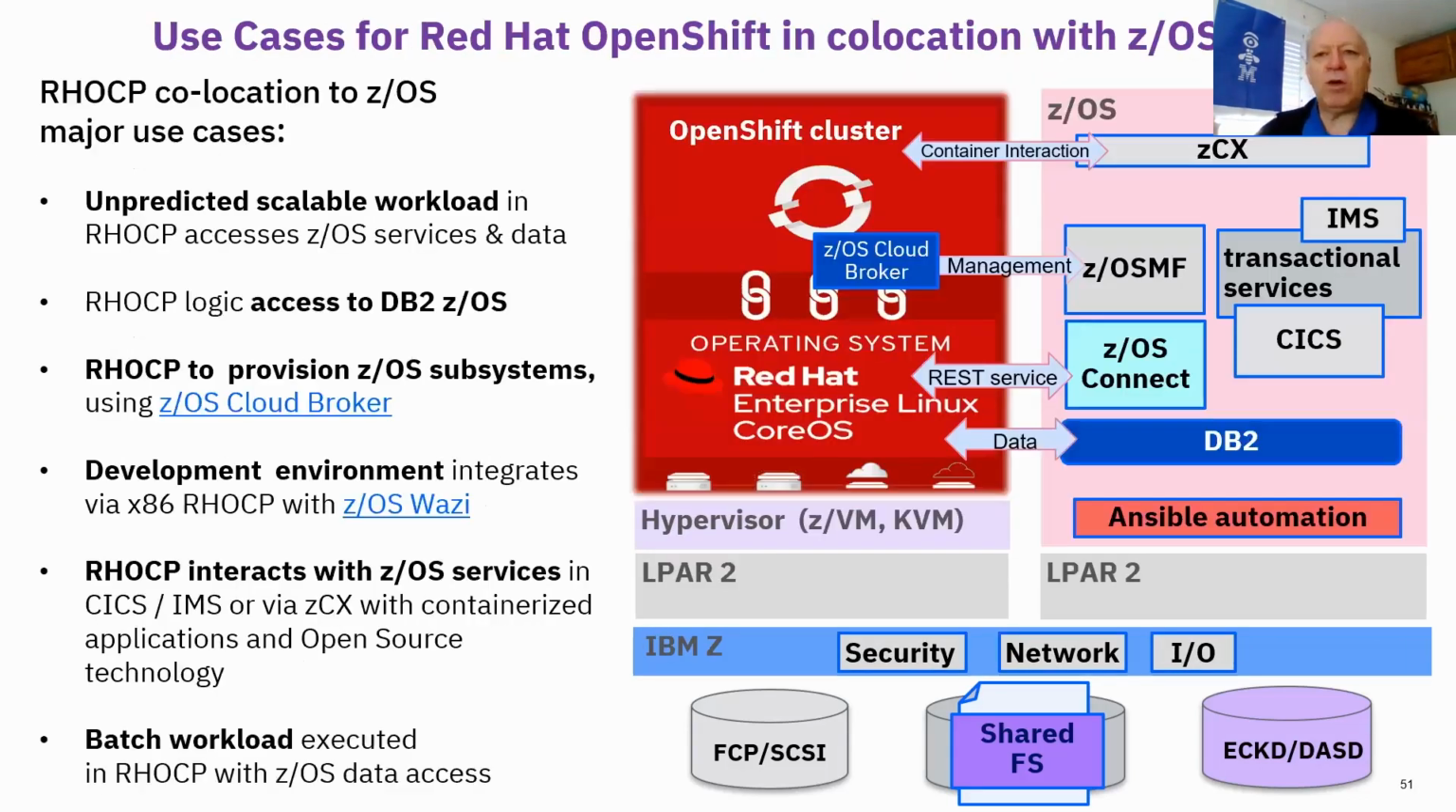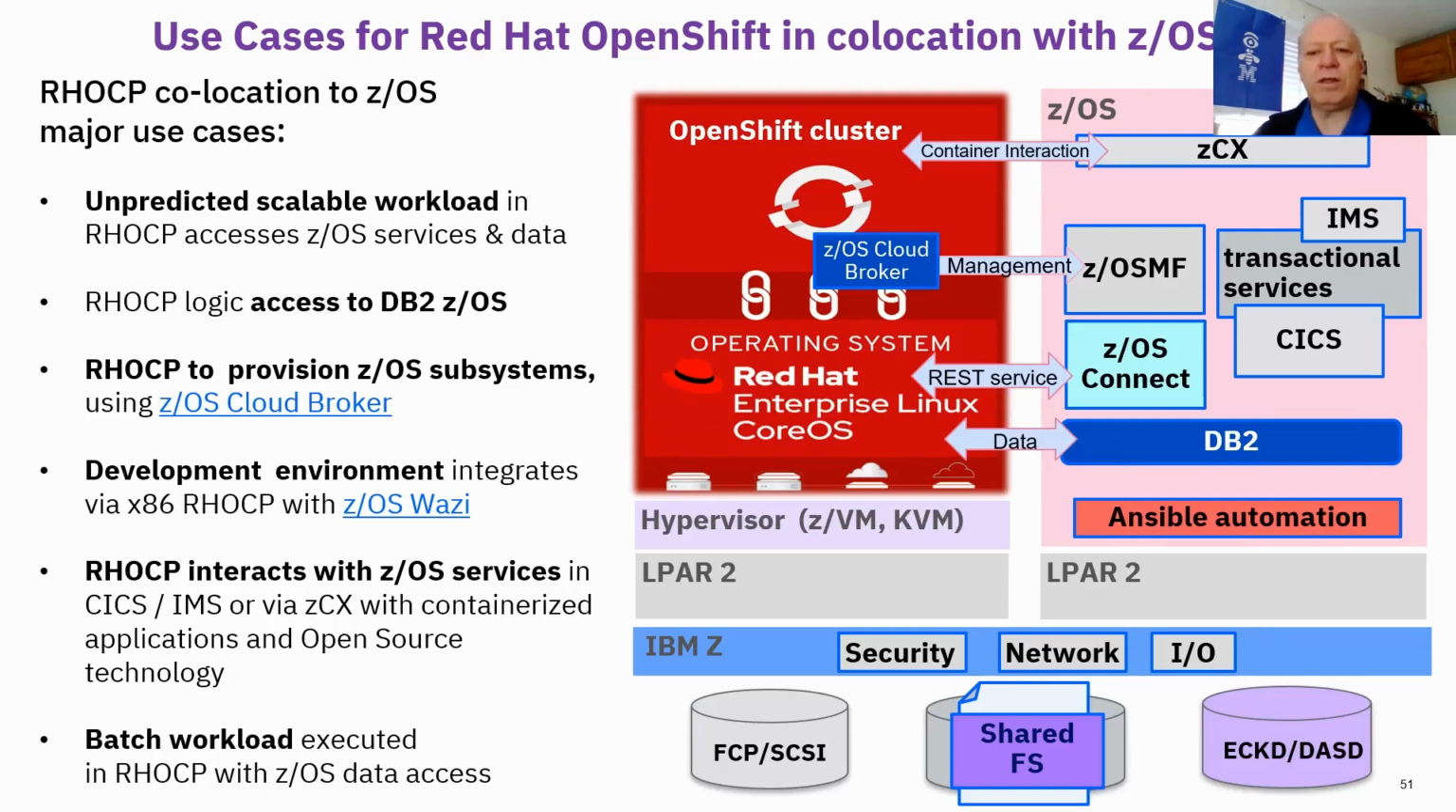When we're looking at the z/OS side, we have many customers, as I mentioned, over 90% is a co-location with z/OS right now. So co-location with z/OS means a scalable workload or a containerized workload that can run on OpenShift side by side with z/OS and interact then with DB2 z/OS, interact with z/OS services, with REST services through z/OS Connect.